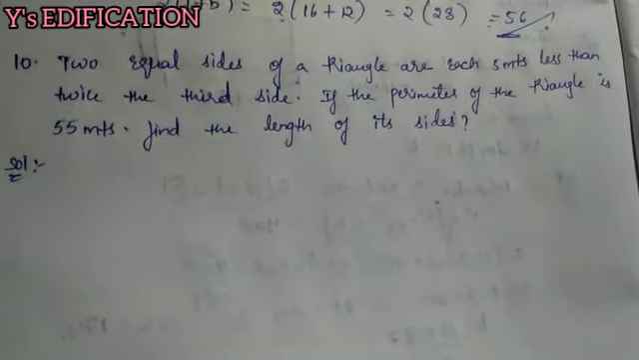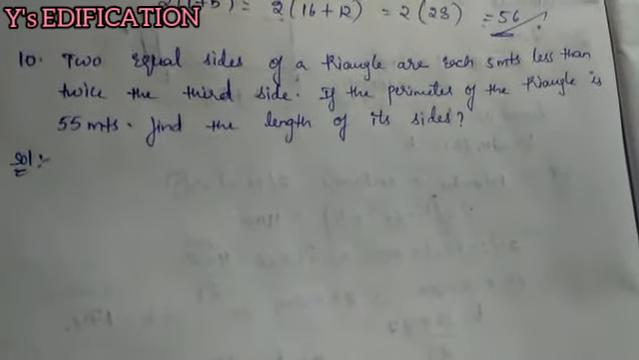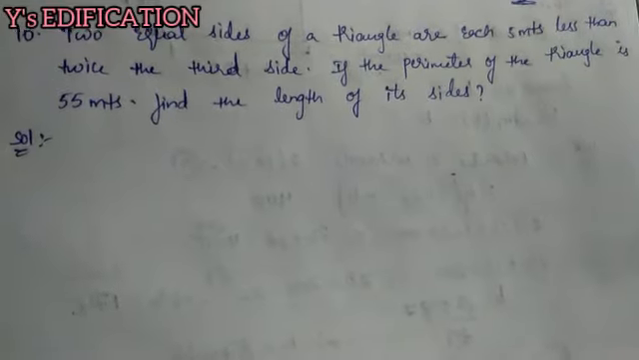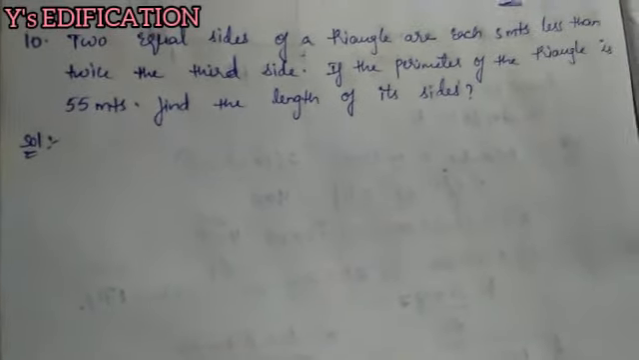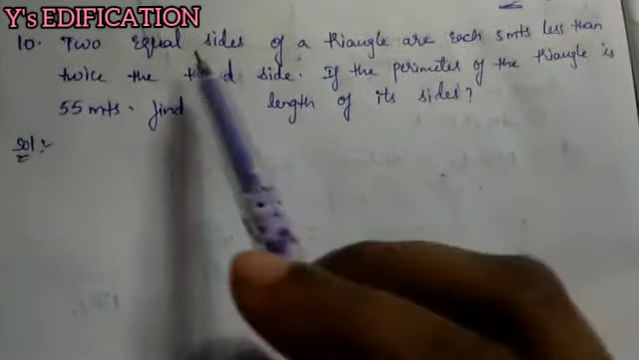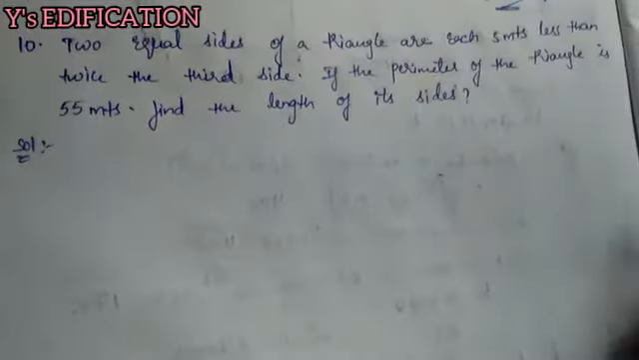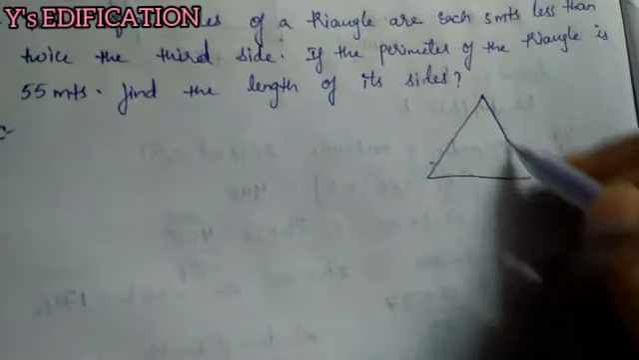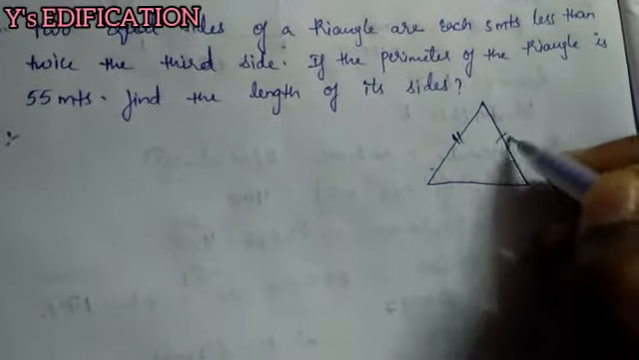If the perimeter of the triangle is 55 meters, find the length of its side. So first, what we have to do? We have to understand the question. Two equal sides of a triangle. Two equal sides of a triangle means the triangle is an isosceles triangle.